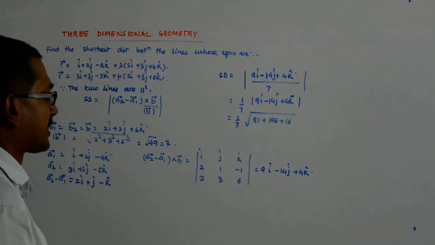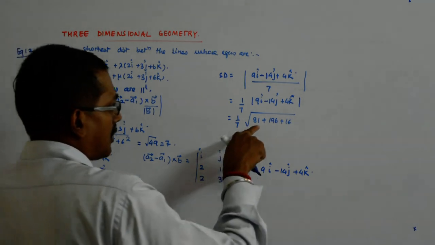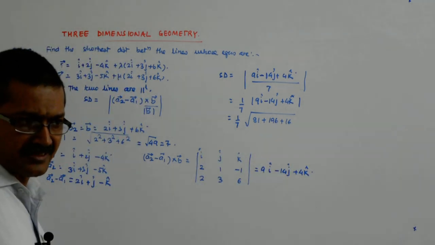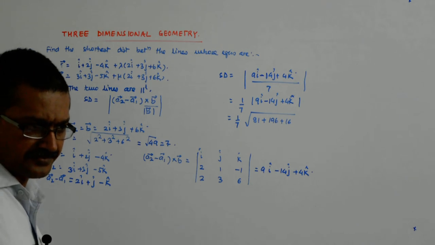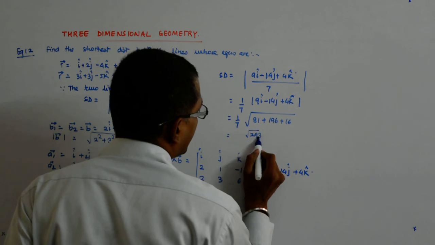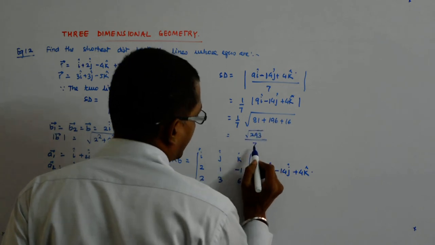Okay, thanks. So, 81 plus 16 is 97. 97 plus 196 is how much? 293. So root 293 upon 7.